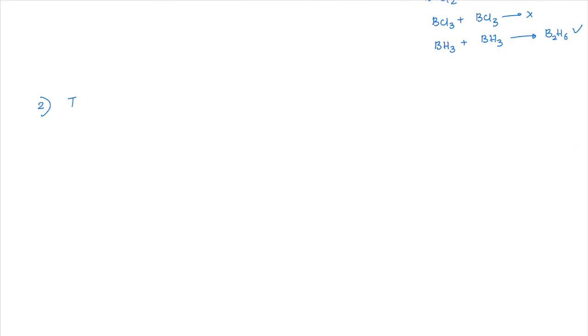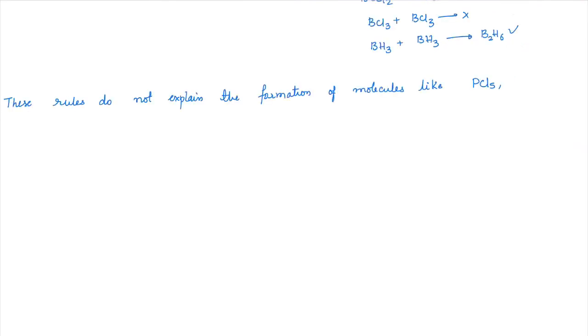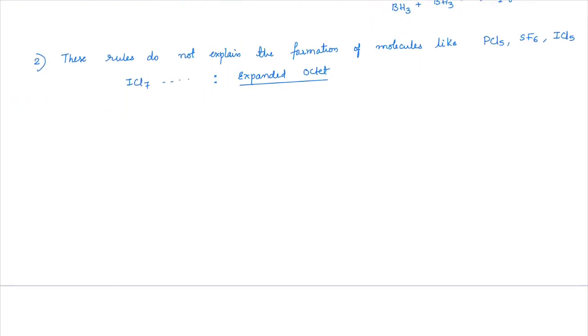Second case where the octet rule is not followed: SF6, and ICl5, ICl7 and so on. These are all the molecules. Now these types of molecules are called expanded octet. That means they are expanding their octet value. So if you see PCl5 for instance, in PCl5 you actually have 5 chlorine bonds. 5 chlorine bonds signify there are 10 bonded electrons.